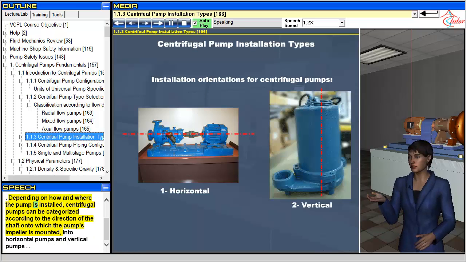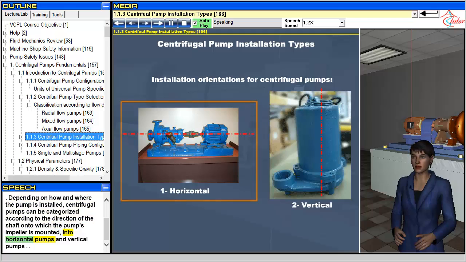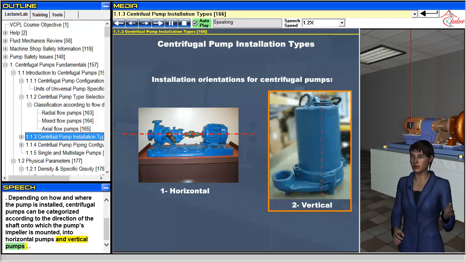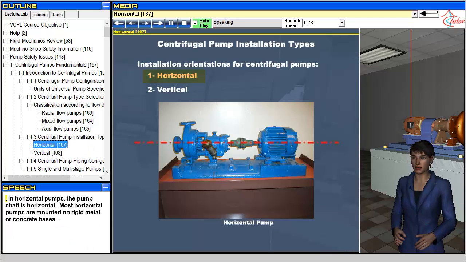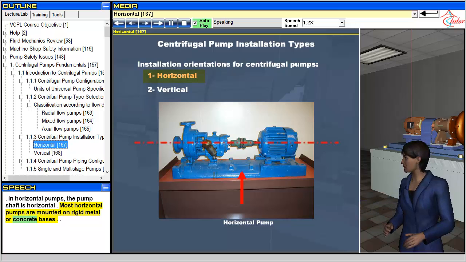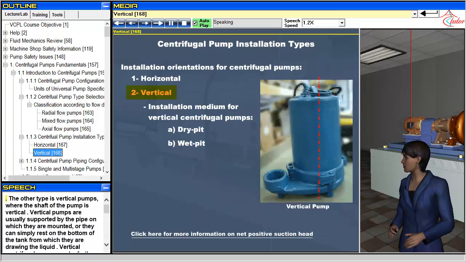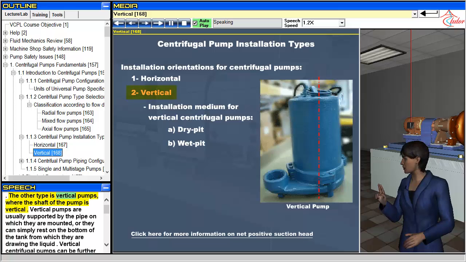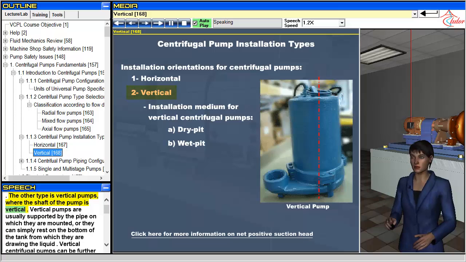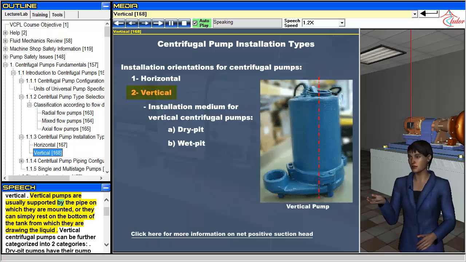Depending on how and where the pump is installed, centrifugal pumps can be categorized according to the direction of the shaft onto which the pump's impeller is mounted, into horizontal pumps and vertical pumps. In horizontal pumps, the pump shaft is horizontal. Most horizontal pumps are mounted on rigid metal or concrete bases. The other type is vertical pumps, where the shaft of the pump is vertical. Vertical pumps are usually supported by the pipe on which they are mounted, or they can simply rest on the bottom of the tank from which they are drawing the liquid.